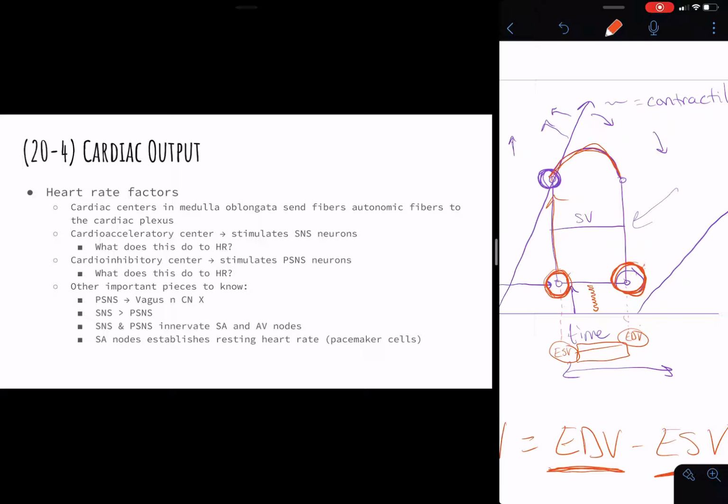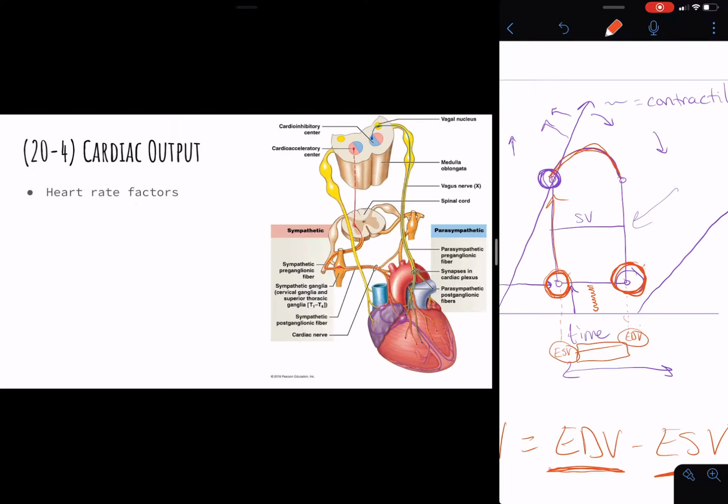So what I'm saying is it's much easier to speed up the heart rate than it is to slow it down. And in order to slow it down, you have to stimulate more of the cardioinhibitory centers, or you have to turn on vagus in order for the SA node to fire less. Both sympathetics and parasympathetics innervate the SA and the AV nodes, but like I said, we have additional parasympathetics going to the SA node. And like we mentioned before, the SA node is what's establishing the resting heart rate, as our pacemaker cells.